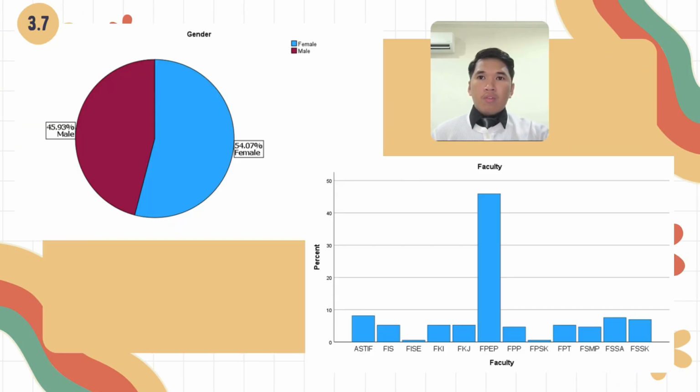In the pilot study, we have the demographics over here where it's almost balanced, where 54% are female and 46% male respondents, but half of the whole participant group comes from FPEP, which may influence the findings.